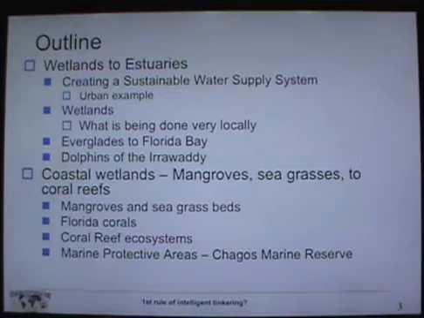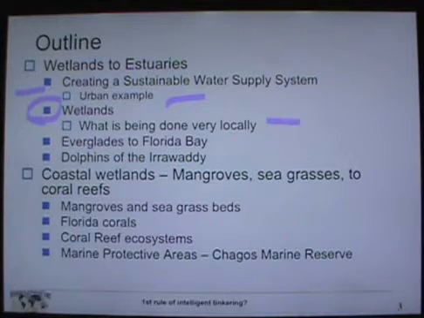So, wetlands to estuaries. First, we're going to back up a little bit into the previous lecture about sustainable water supply systems. An urban example, how do you do that? And we're going to talk about wetlands themselves. What is being done very locally? By very locally, I mean on the land in the county that we're in right now. We're going to spend a bit of time in the Everglades, from the Everglades into a place called Florida Bay, and then go to those dolphins of the Irrawaddy to find out where that is.